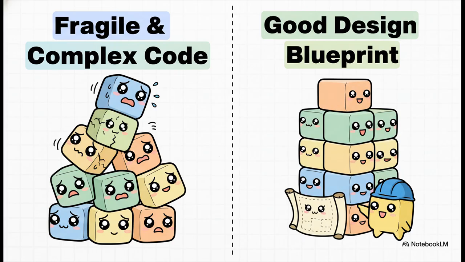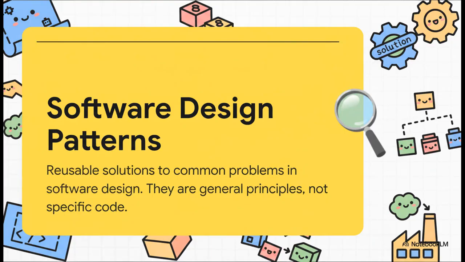You wouldn't try to build a skyscraper without a detailed architectural plan, would you? Of course not. And it's the exact same idea for software. When you don't have a solid design blueprint, you're just winging it. And that improvisation leads directly to fragile, complicated code that nobody wants to touch. And this is exactly where design patterns come to the rescue.